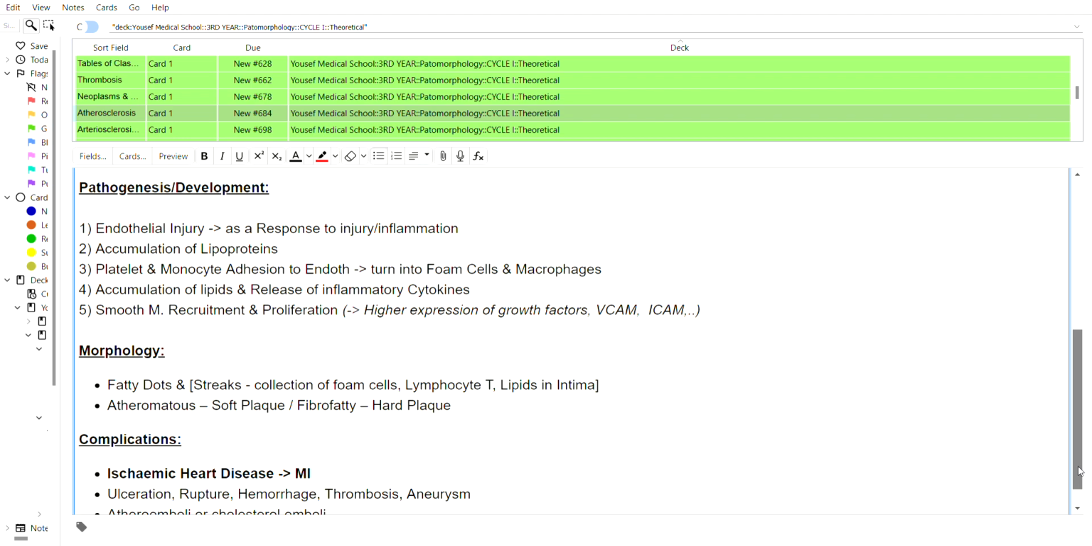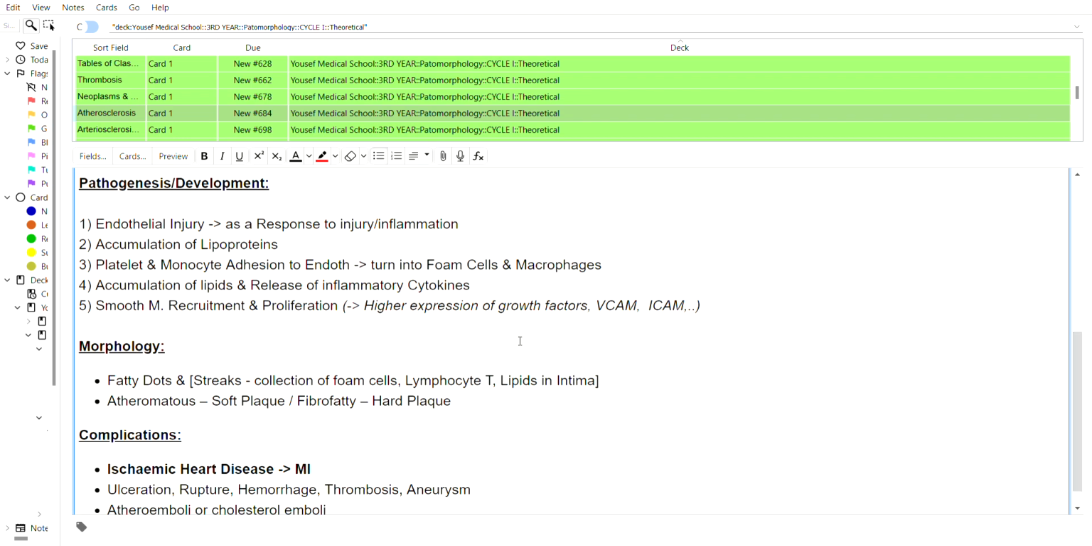So how about the pathogenesis and the development? Firstly, the first step is an endothelial injury, which as a response, inflammation will follow up to. Then we will see accumulation of lipoproteins on the site of injury. Thirdly, platelets and monocytes will adhere to the endothelium and turn into foam cells and macrophages.